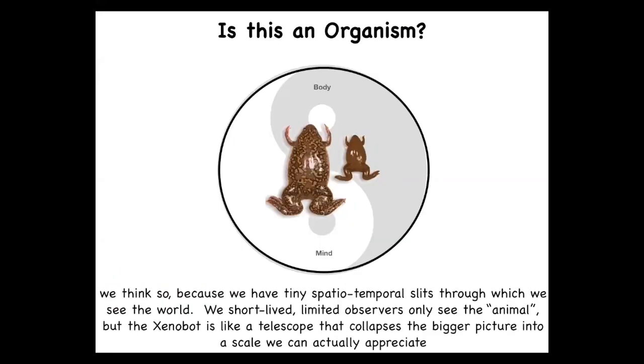Now, we look at something like this. So here's this frog, Xenopus laevis, that we use all the time, and it's got some kind of body, and it's got some kind of cognitive capacity and behavioral repertoire and so on. And we say, okay, well, here's an organism. And I want to make the argument that we only think this is an organism because we have these really compressed, but pretty tiny lenses through which we see the world. We are very short-lived, very limited observers, and we see this animal, and we think this is the organism.